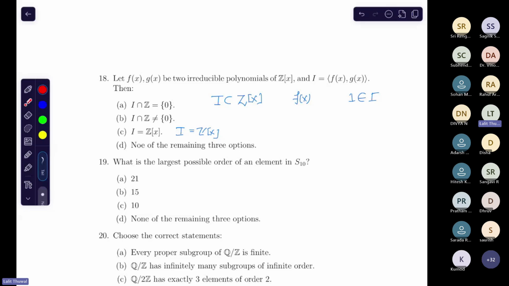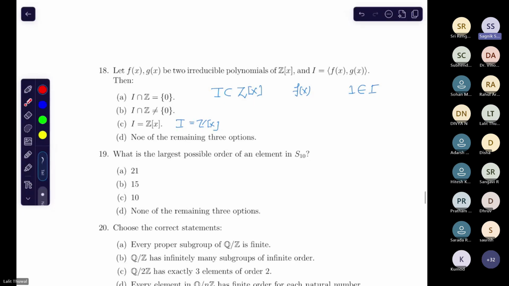Okay, Sagnik, you did it, right? So let me know. Sir, we can think of f(x) and g(x) as polynomials in Q[x]. Yeah, right, so your idea is correct. And in Q[x], Bézout's identity holds. Okay, I understand you did it. That was enough to say that f(x) and g(x) are in Q[x]. So see, Sagnik did it: f(x), g(x) are in Q[x].